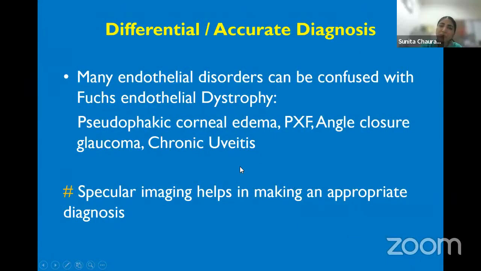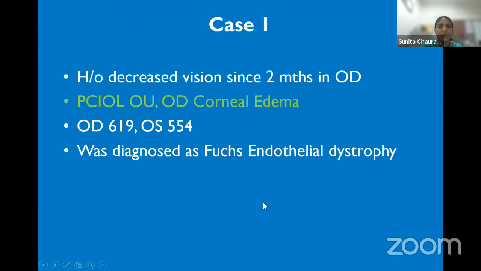Another reason why specular microscopy should be done is to formulate an accurate diagnosis of a clinical condition. Many endothelial disorders can be confused with Fuchs endothelial dystrophy, such as non-Fuchs pseudophakic corneal edema, pseudoexfoliation, angle closure glaucoma, and chronic uveitis. Specular imaging helps in making a proper, appropriate diagnosis.